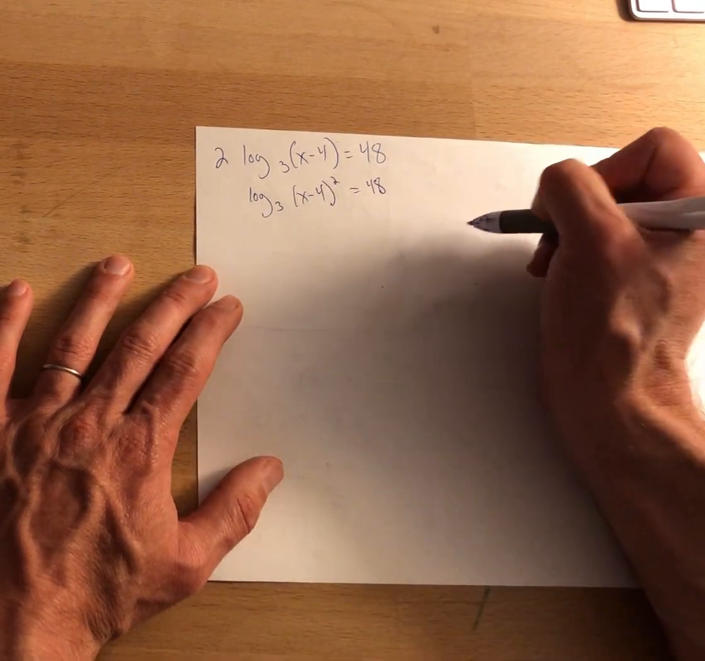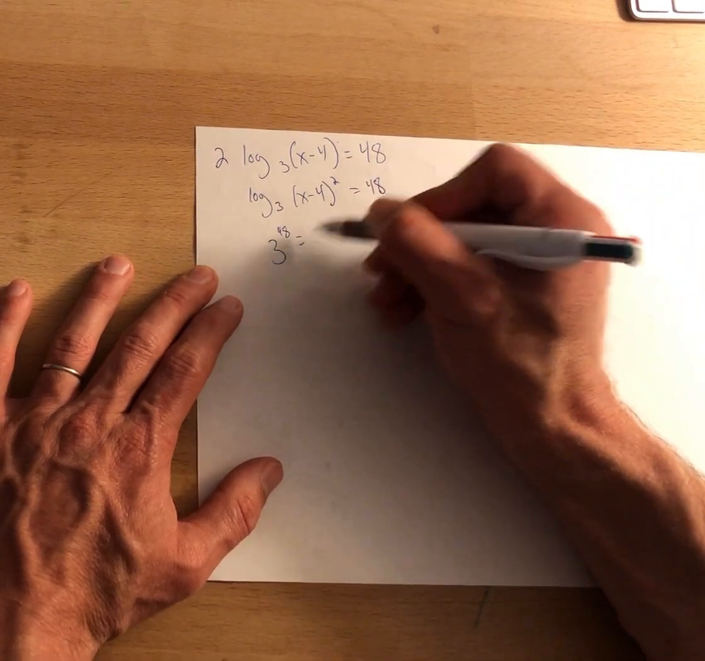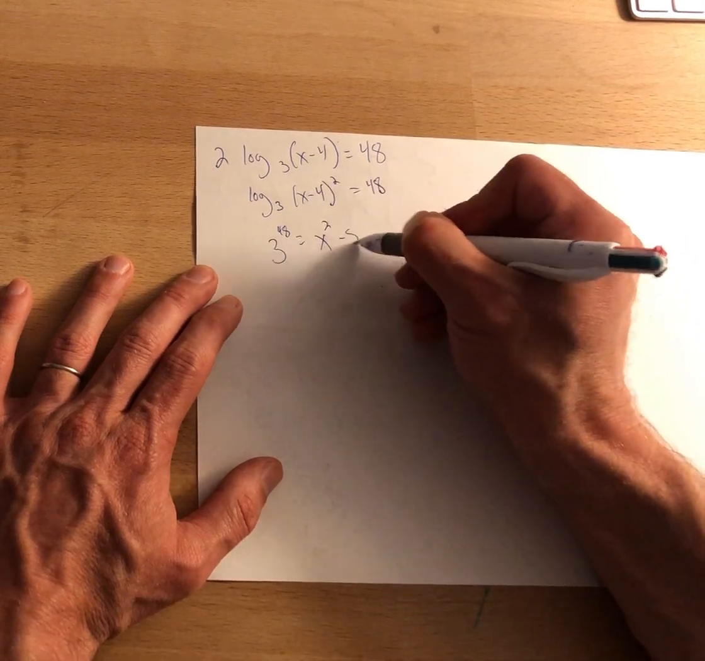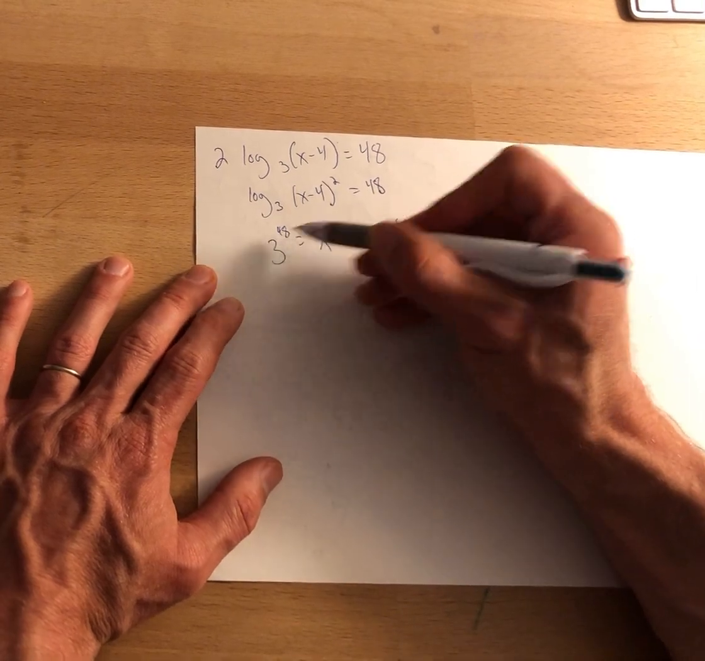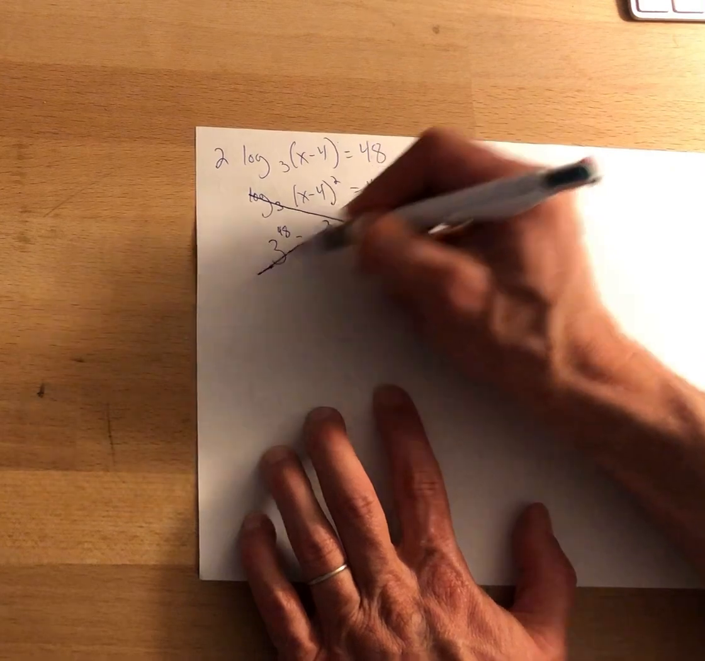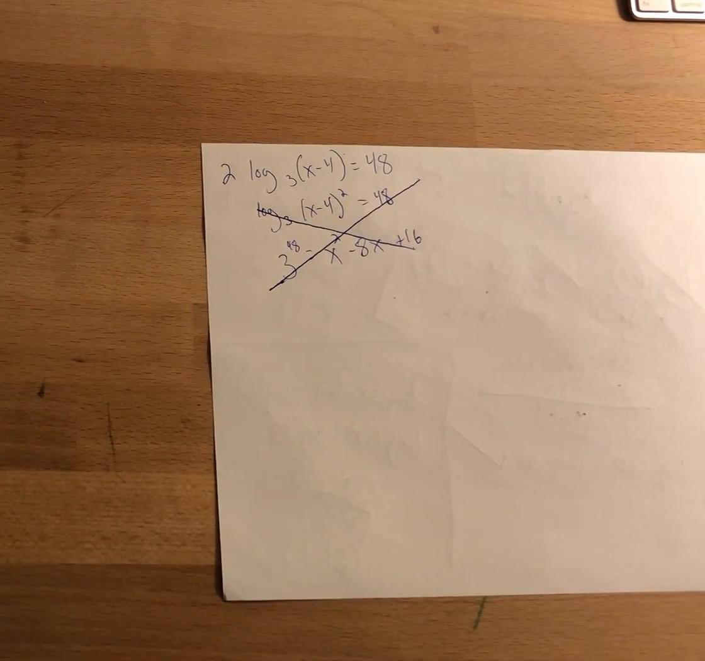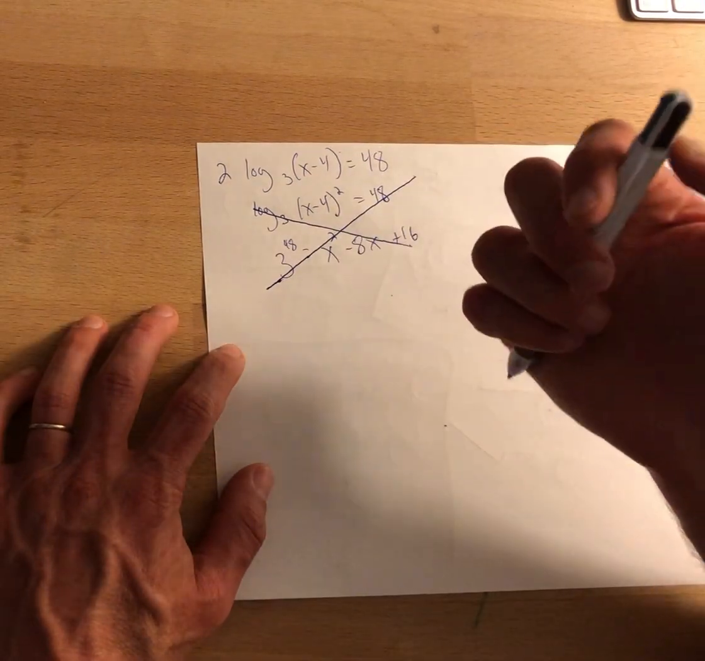And then if you set this up, this is base, exponent, what it equals. (x minus 4) squared is x squared minus 8x plus 16. 3 to the 48th is going to be a huge number. Move that over, it's a quadratic equation, but this way sucks. The good thing is, I'm going to rewrite this equation back right here.